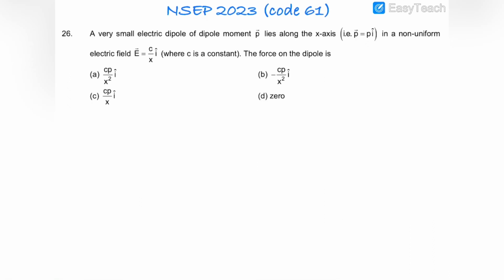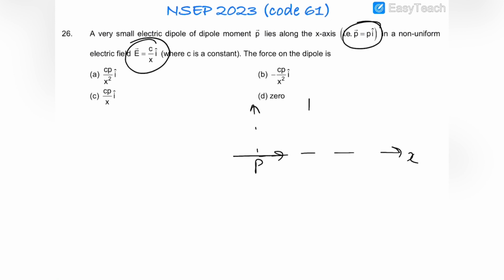In this question, you can see that there is a very small electric dipole of dipole moment P that exists on the x-axis, and its dipole moment is also directed towards the x-axis. There is a non-uniform electric field which is directed towards the x-axis, but it is dependent on the x-coordinate. So we have to find the force acting on the dipole. The force acting on the dipole we know is P into dE by dr. We know this formula. And dE by dx is equal to minus C by x square, and let us take it as dx.